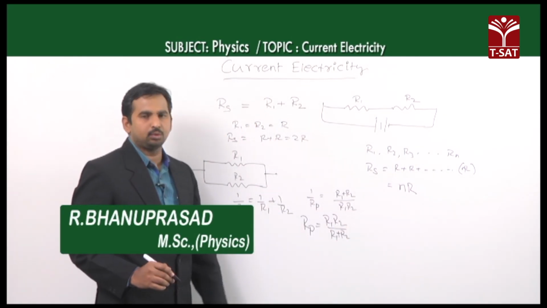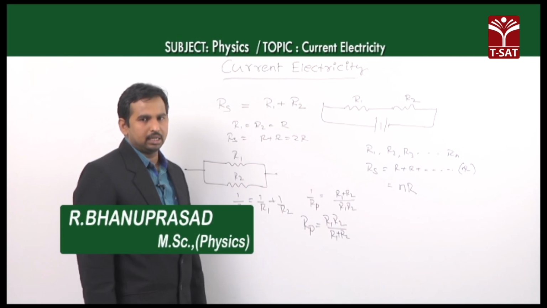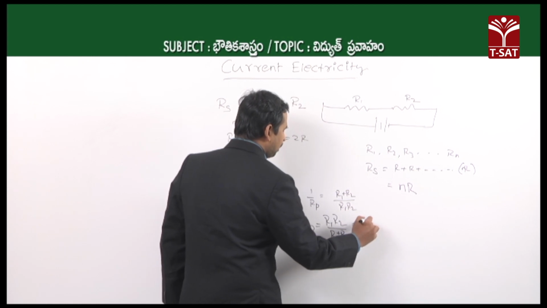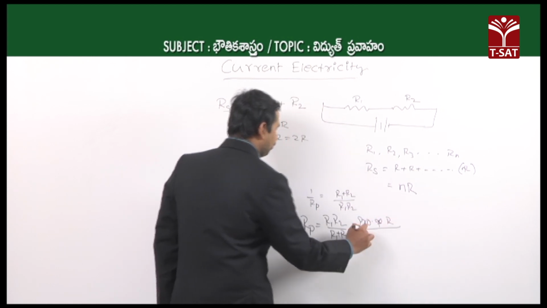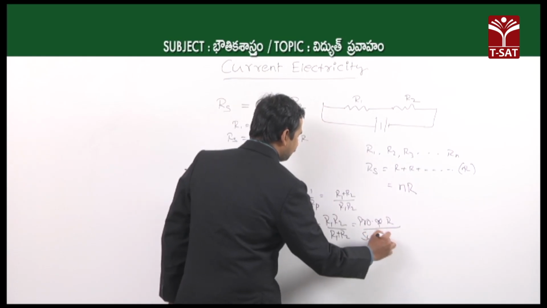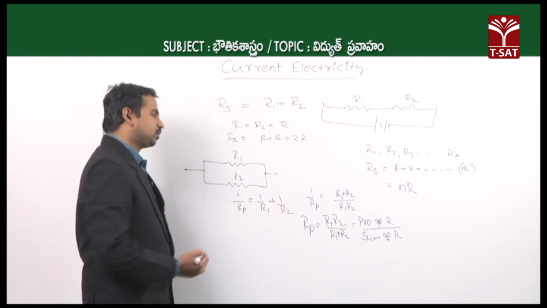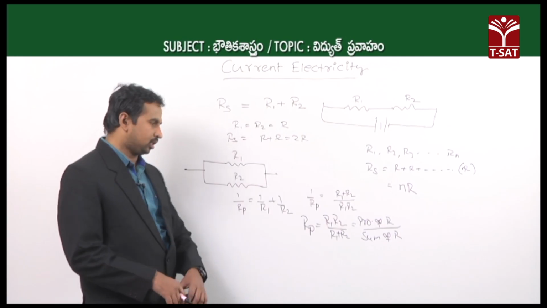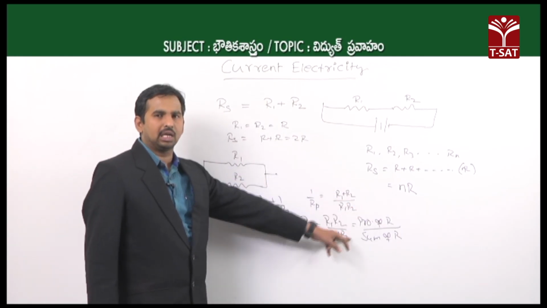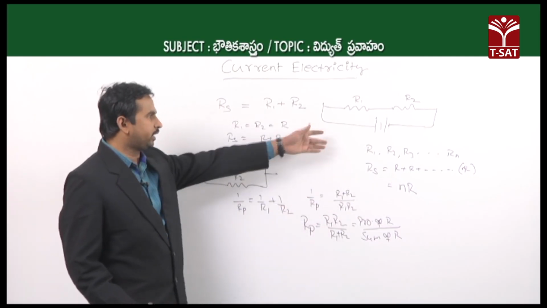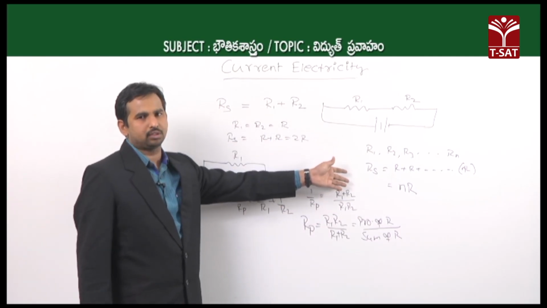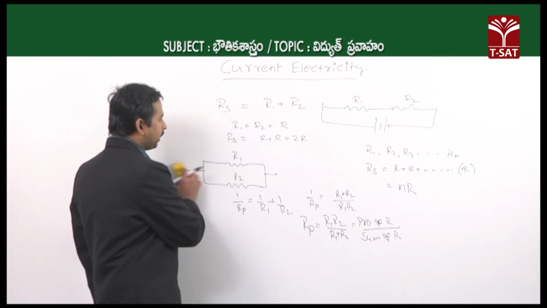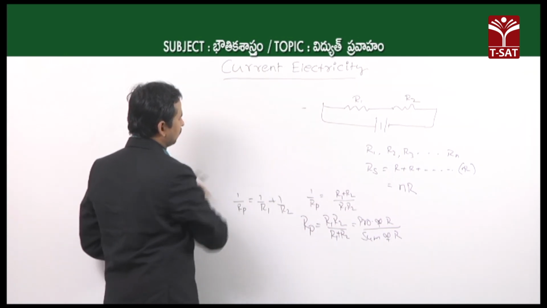This means that when two resistances are connected in parallel, the final equivalent resistance is the product of the resistances in the numerator divided by the sum of the resistances, R1 R2 by R1 plus R2. Just like the previous case, suppose we take a total of n resistors connected in parallel; then the equivalent resistance becomes as follows.